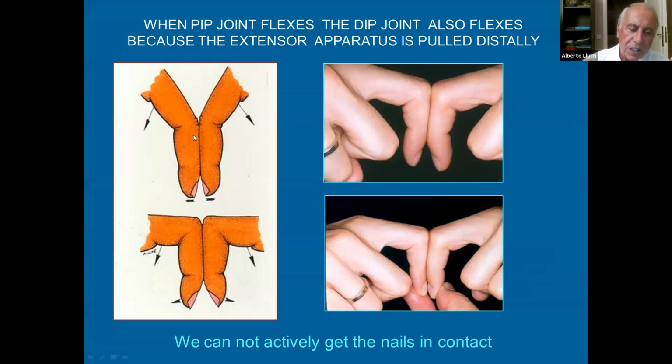And for example, if you put two fingers together, touch the back of the fingers, and then you flex the PIP joint, you will see that the nails spread apart. And even if you want to get them to touch actively, you will not be able to. You can do it passively. Why? Because the lateral bands are not able to extend the DIP joint.